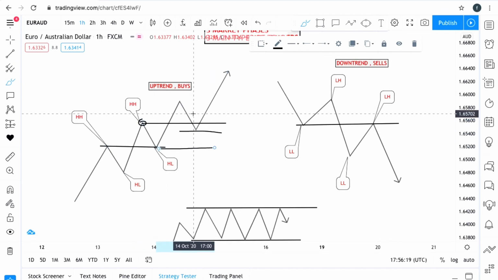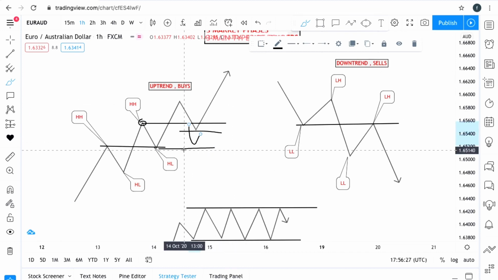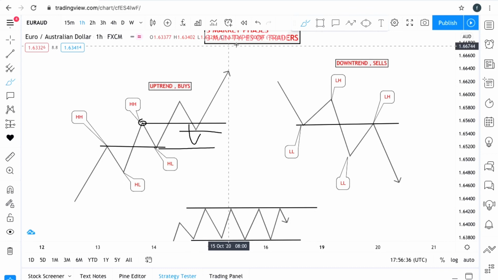So even if the market pushes all the way back down to this low, once it doesn't break here, it is still in an uptrend. You're still looking for buy opportunities until the market breaks the previous higher low. Then you are no longer looking for buy opportunities. You are potentially looking for sell opportunities. So it's very, very simple.